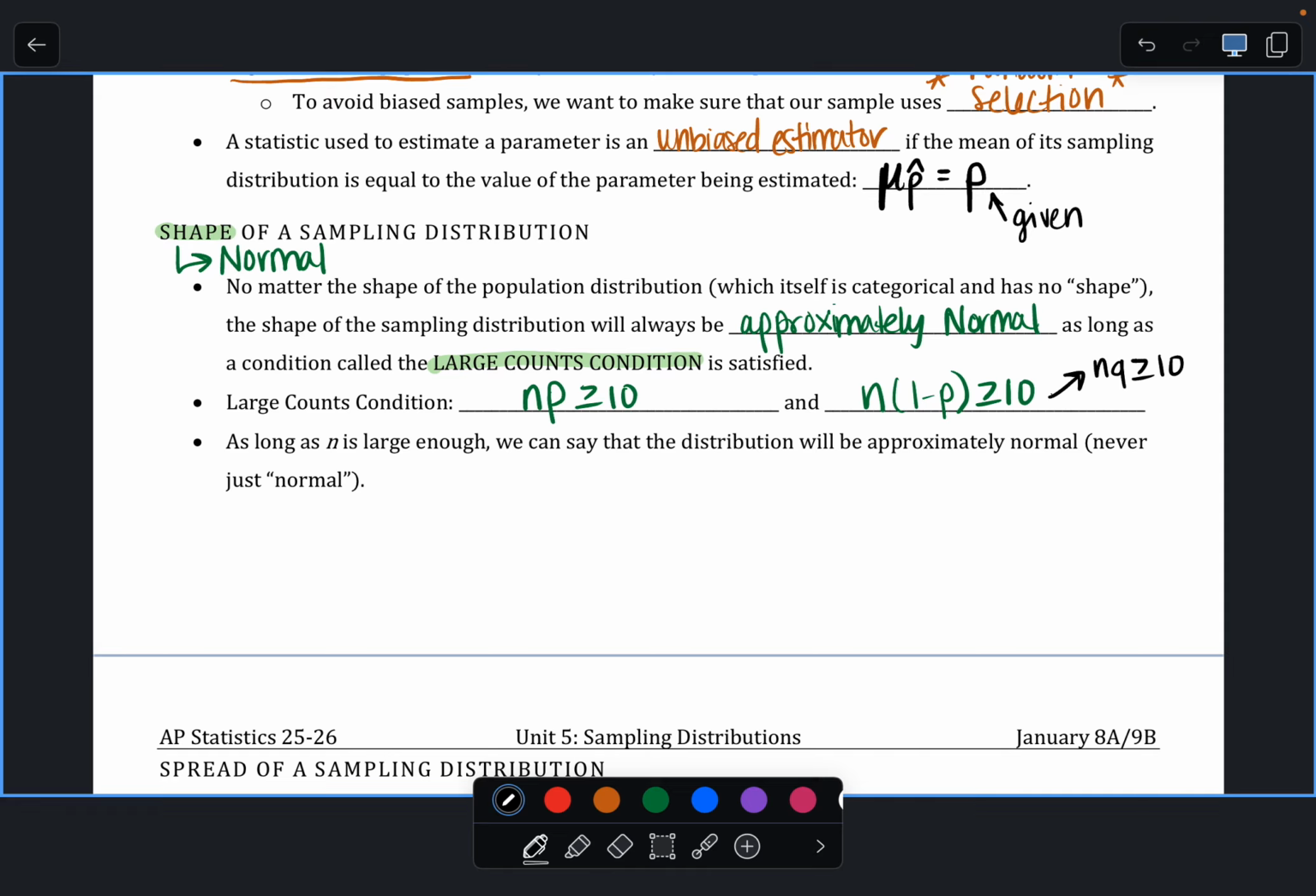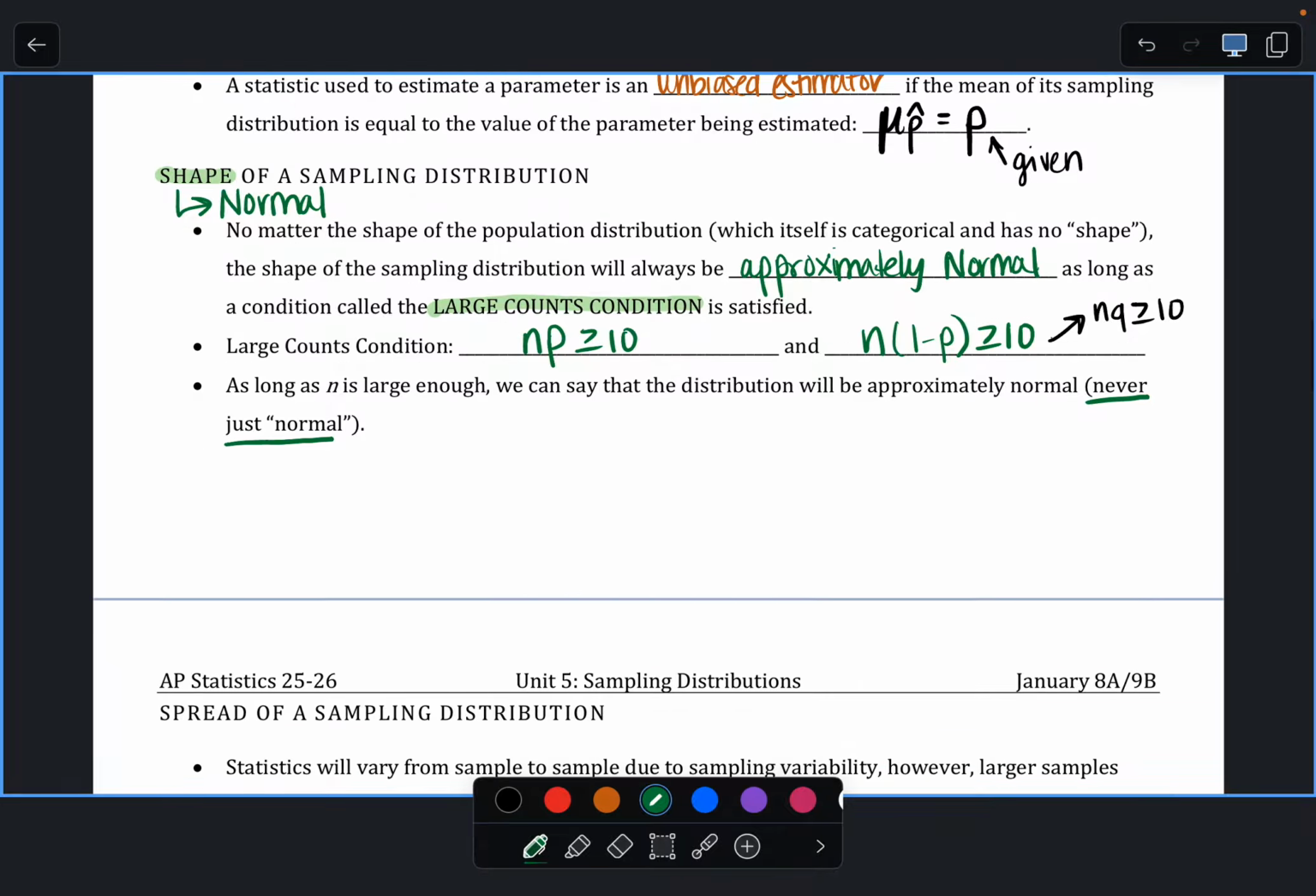But basically, you're just checking, do I have enough successes? Do I have enough failures? If both of these conditions are met, then we go on to say the sampling distribution is approximately normal. One little thing that they will be nitpicky on: you are never going to say that it is just normal. We will always use approximately. I get people who ask me, what is the word that I'm going to get points taken off for if I don't have it? If you don't have approximately normal, there will be points taken off.